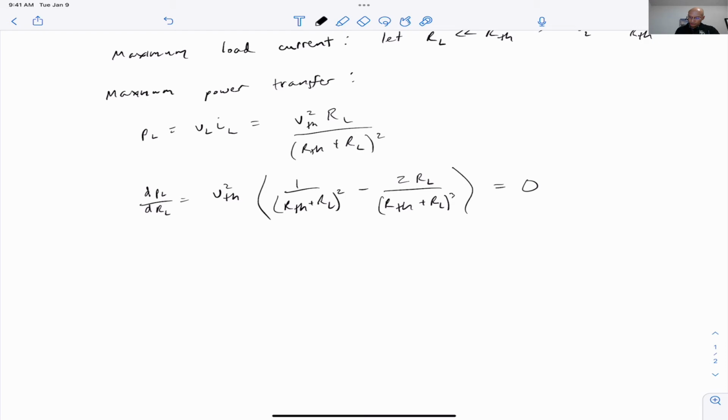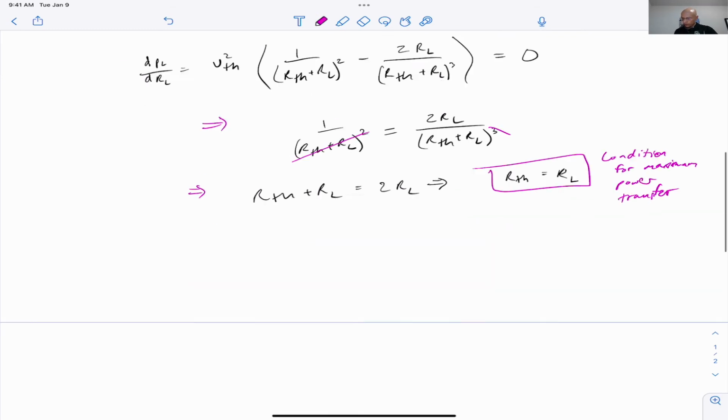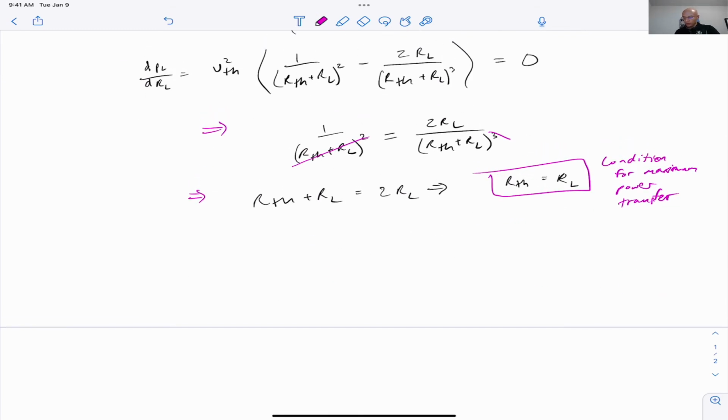Okay, now we can do this. Basically, we can divide both sides by V Thevenin squared, and then we just focus on this part in parentheses here. And we'll move the negative term to the other side of the equation. We can cancel that. So now we have this. And that will lead us to the following. So that's our condition for maximum power transfer.